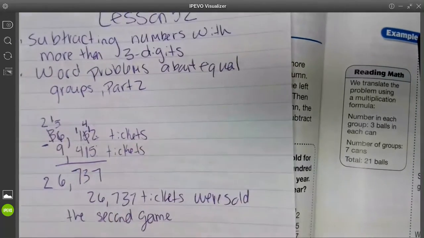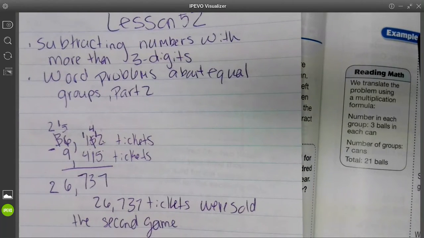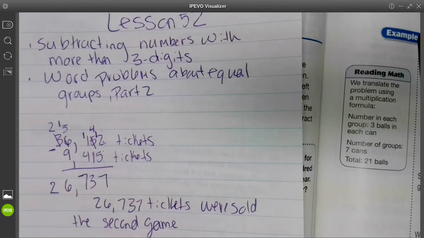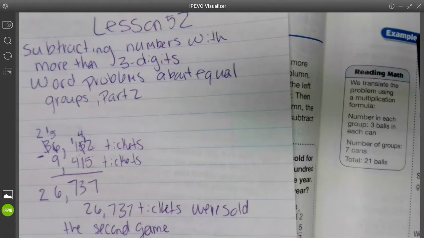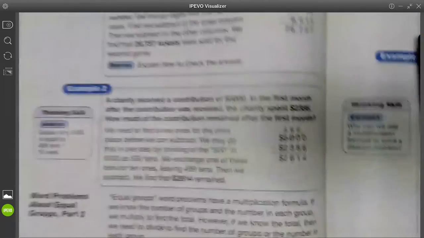Okay, simple enough, but make sure you are reading story problems carefully. That's where we get tricked up. We might think, oh, well, there's 9,415 tickets sold the second game. No, it says fewer, so we have to read the words very carefully.